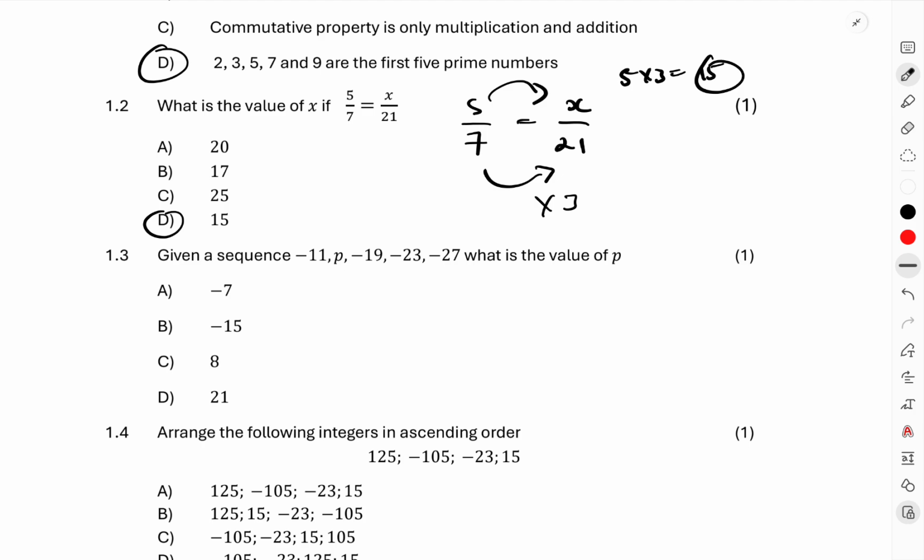So for me to find the value of P, I can rearrange this as a sequence, right? I will ask myself, from negative 11 to P, what happened? I don't know. But from negative 19 to negative 23, what happened? We subtracted a what? Negative 19, negative 20, negative 21, negative 22, negative 23. We subtracted a 4. And also from negative 23 to negative 27, we subtracted 4. It means from negative 11 to the value of P, I have to subtract a 4 as well. Negative 11 minus 4, I'm going to have the value of P as negative 15. And for the negative 15, the correct option for 1.3 is going to become B, option B.